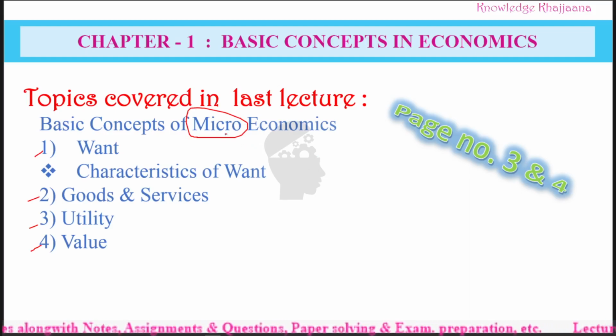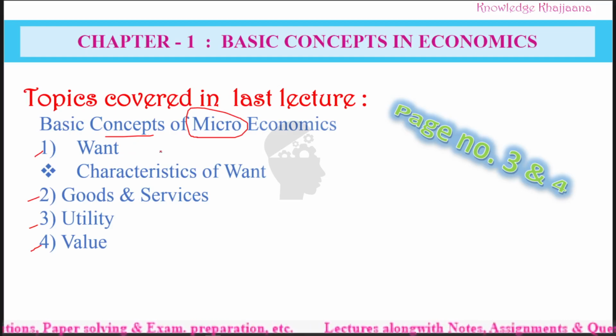Now under microeconomics, what are we learning? We are learning the basic concepts or basic terms which are used under microeconomics. What is the first term? That is want. Under microeconomics, what is learned? A single consumer's behavior, the behavior of a single household, a single labor, a single firm. Now, what is meant by want? Want is just an urge, or a need to have something.